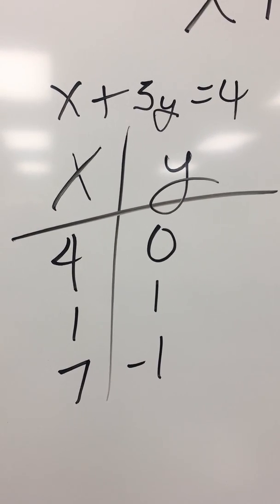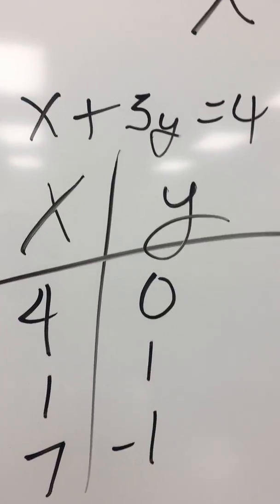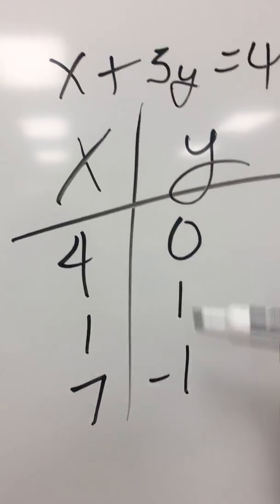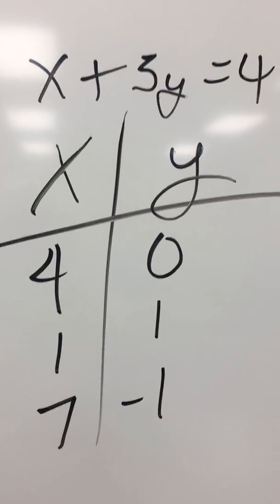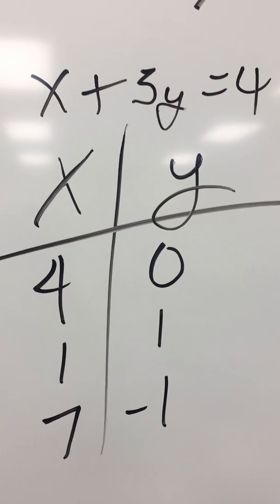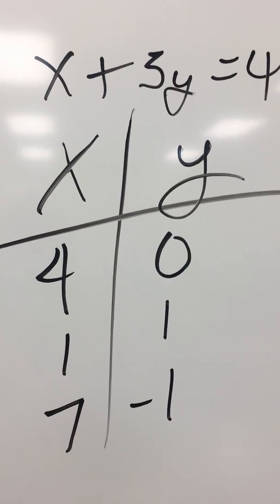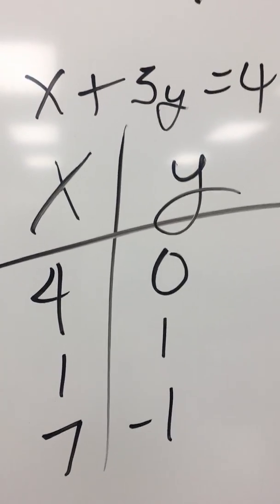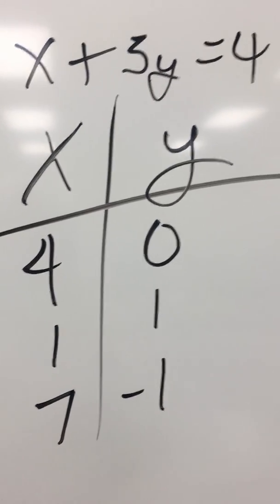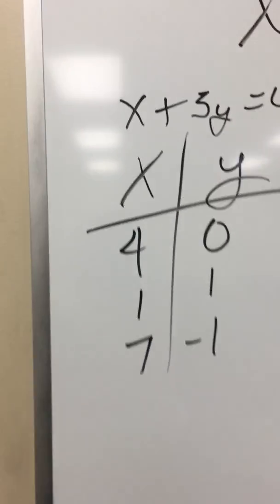Let y be equal to 1, substitute that in right here where the y is, and you'll end up with 1 for your x value. Same thing, a negative 1 in here for y, that would give me a negative 3. To get rid of the negative 3, you want to add it to the other side, so I add 3 to both sides, so that would give me 7. So I'd have x is equal to 7, y is equal to a negative 1.